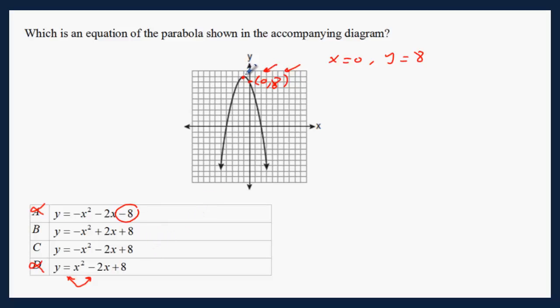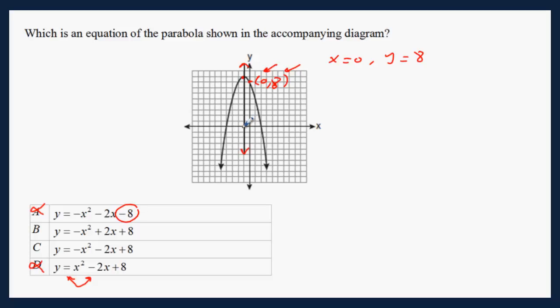So the first step, you find if it opens downward or upward, the maximum. Second step, you find the y-intercept. The third one, if possible, find the axis of symmetry. The axis of symmetry is a line that divides the parabola into 2 halves, like this line here. So what's the value of this line here?